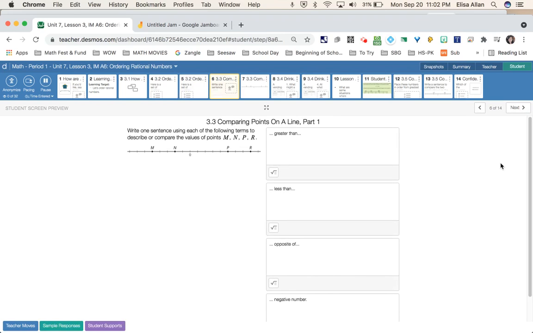Looking at slide 6 now, we're going to be writing in some sentences based on what we see here in this number line. So my directions say, write one sentence using each of the following terms to describe or compare the values of points M, N, P, R. So I see here's my 0. I notice that 2 to the right of 0 is N, but truthfully, I don't even know if this is really 2. Because if each tick mark, for example, is worth 5, then I'd be counting by 5. So this would be like -5, -10, -15, -20, -25, and that continues on.